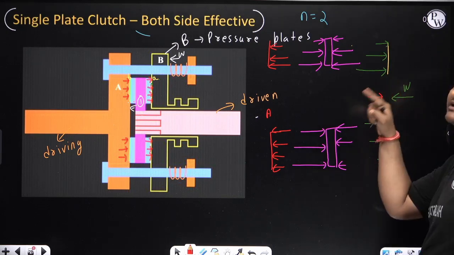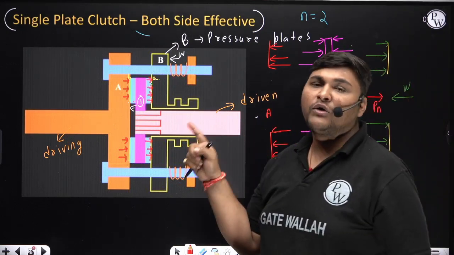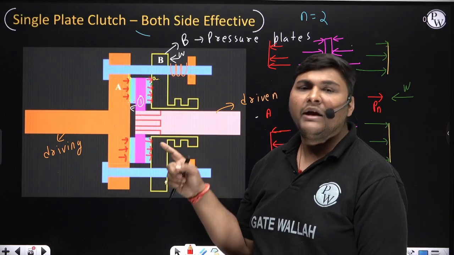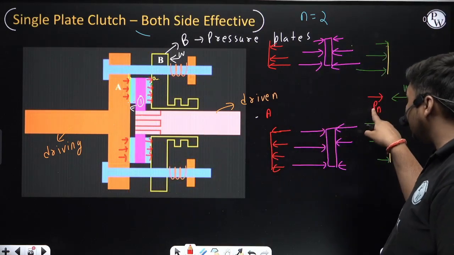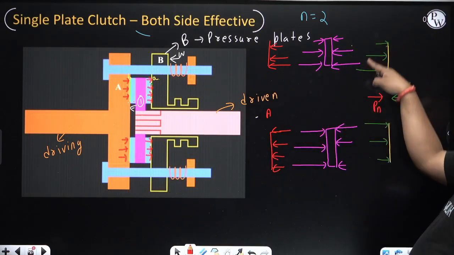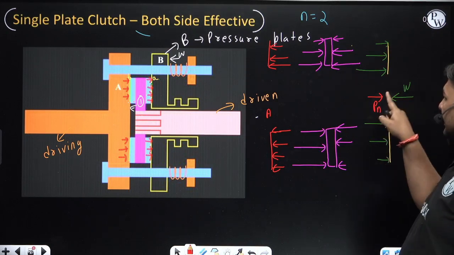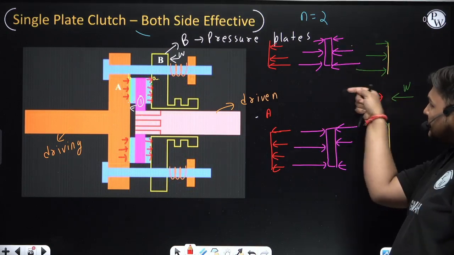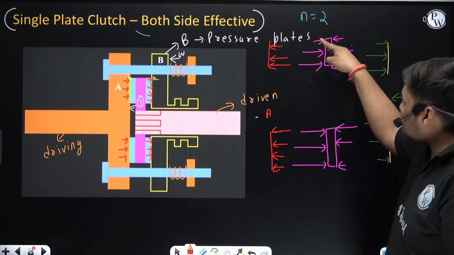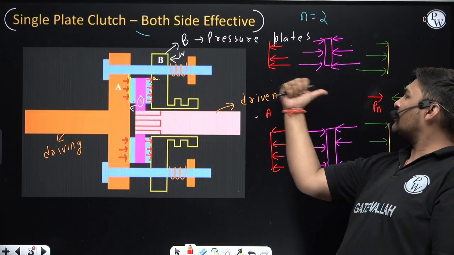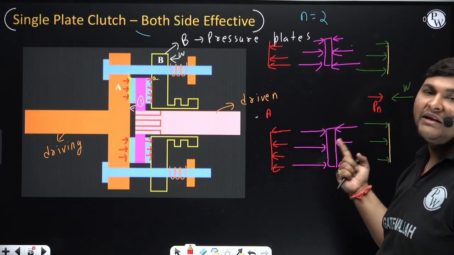And the same derivation will follow which we followed for the single plate clutch with one side effective. Again, total pressure force will come PN, and that will be equal to W because this system is in equilibrium. Now equal and opposite, PN will come in this direction, and if you integrate this term here, PN will come in this direction and both will balance each other.